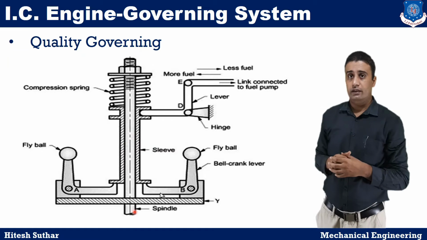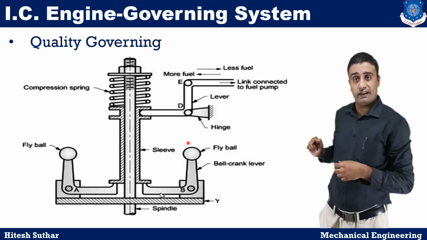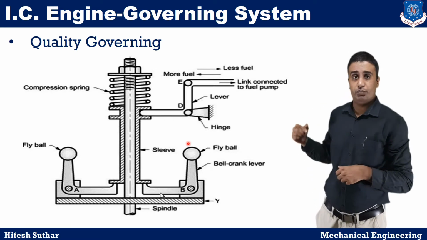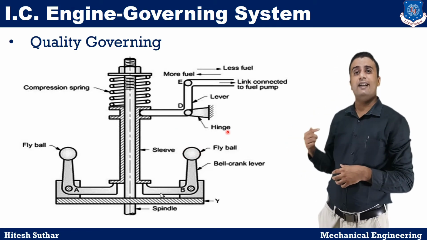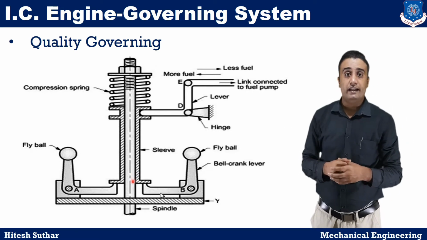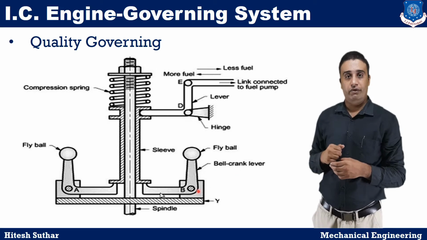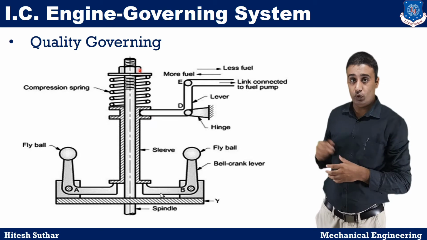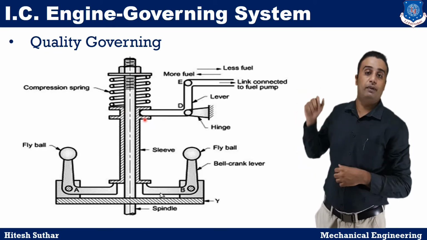As shown in the figure, the spindle is connected with the engine shaft and this spindle is connected with the fly ball. So when the load on the engine decreases, the speed of the engine increases. So the fly balls are rotated at very high speed and the fly balls move away from the center. As the fly ball moves away, the bell crank lever which is attached with the fly ball is connected with the sleeve also. So the sleeve is moving in the upward direction and the compression of the spring takes place.